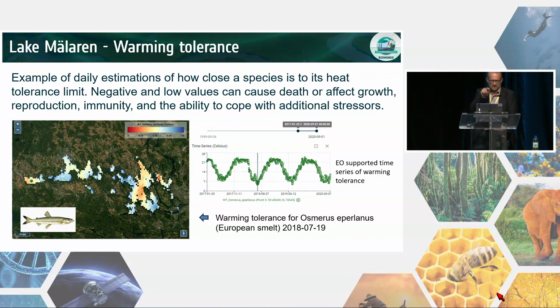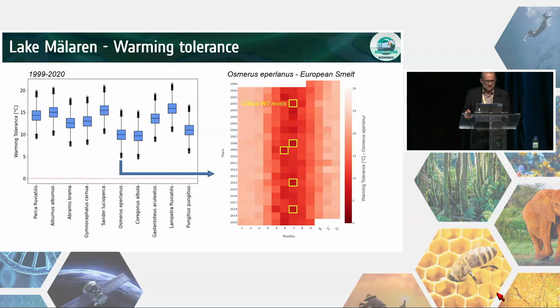So here you see an example of daily estimations of how close a species is to its tolerance limit, shown on the right. The lower the value, the closer it is to its tolerance limit in terms of surface water temperature. Of course, this is only one part of the problem. There are other issues like the availability of oxygen and many other things. But it definitely gives a very important source of information.